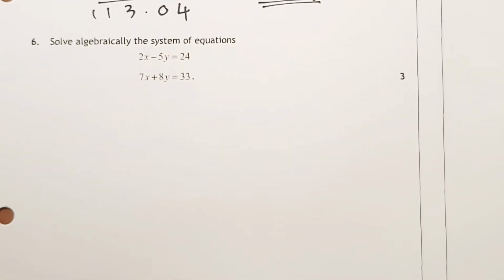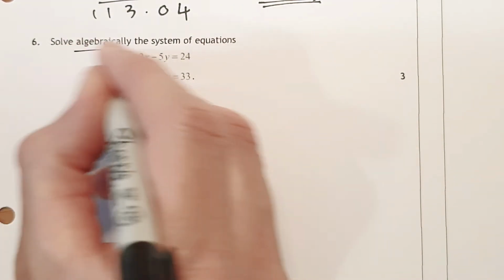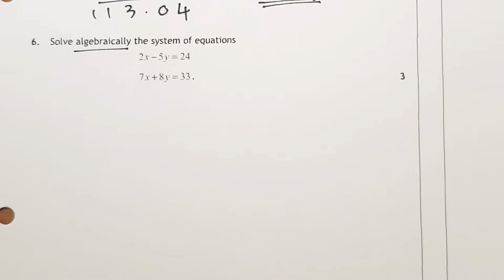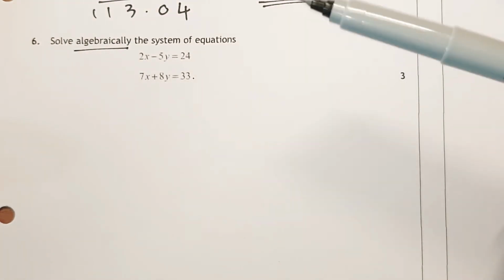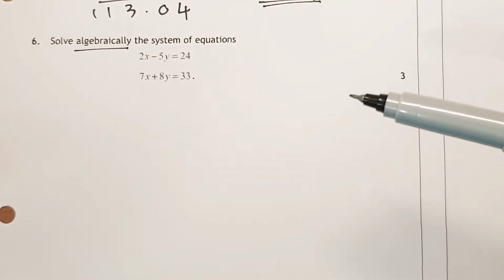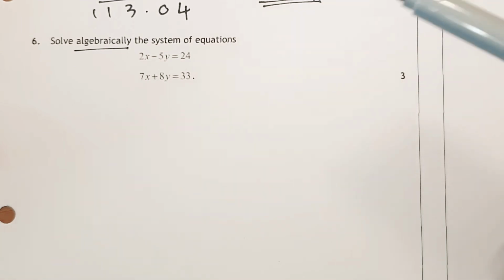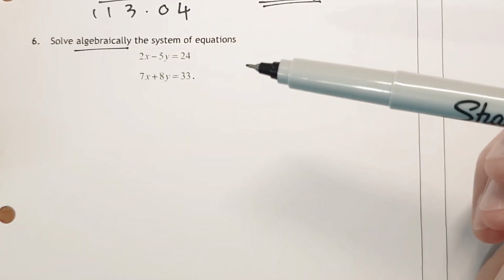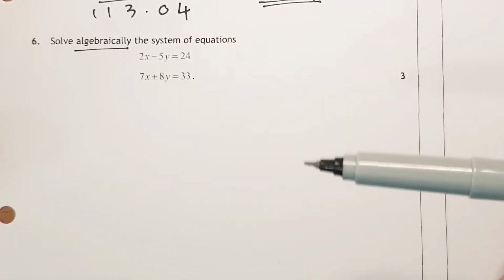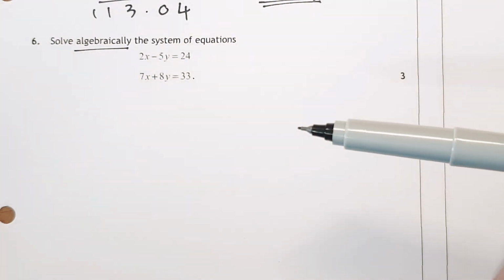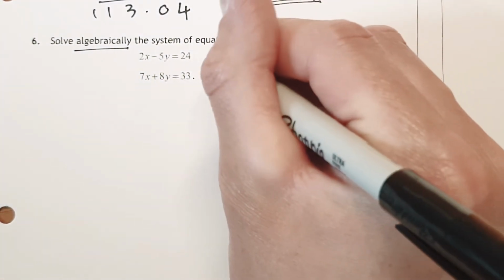And number 6 says to solve algebraically the system of equations. You can do this type of thing using a graph, but it specifically says to do it algebraically, so you can use whatever method you want, as long as you are using algebra. Now, simultaneous equations we've got here, and we've got to find out what x and y are. So we've got 2x, we've got 7x. We've got negative 5y plus 8y. So we've either got to cancel out the x's or we're going to cancel out the y's. So I'm going to go for the x's.